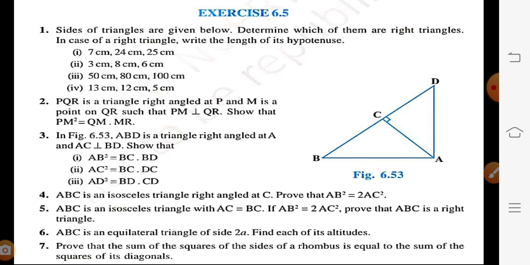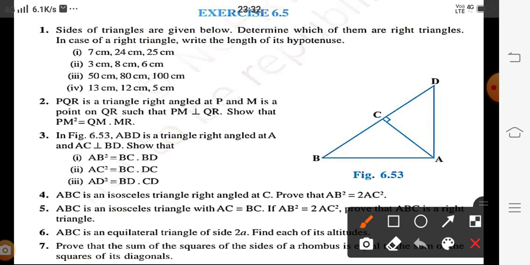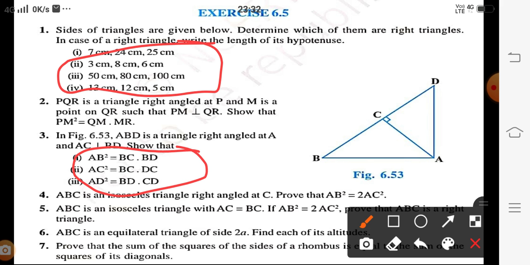On the basis of this presentation, you are able to solve these questions from exercise 6.5. In question number first, you have to verify Pythagoras theorem. And if the given lengths verify the Pythagoras theorem, it means that yes, we are able to construct a right angle triangle, otherwise not. In question number third, if you are making the triangles similar, easily you are getting these kinds of solutions. Up to question number 7 you have to solve, and the rest of the questions we are going to solve in the next presentation.